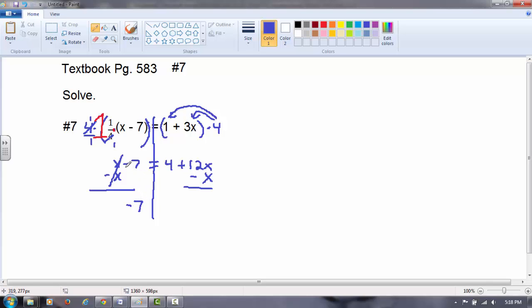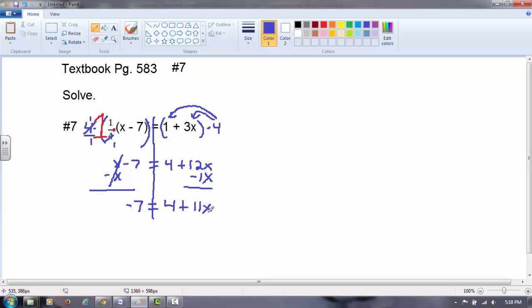The reason it changes to a negative 7 is because we can rewrite this as add the opposite. Add the opposite of 7, so negative 7, and just bring that down. Okay, on the right hand side you get a 4. And then we have 12x minus x, or minus 1x, which is 11x.